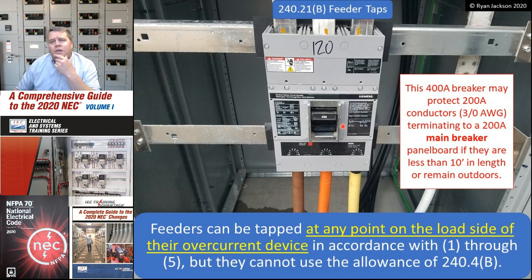But I'm only supplying a 200 amp load and a 200 amp panel. Could I come right off of the lugs of this 400 amp breaker and start my tap immediately with 3/0 copper conductors? The answer is yes. I could come out of here with 3/0 going right from a 400 amp breaker as long as they meet the tap rules. So maybe they remain outdoors and they supply a 200 amp main breaker panel. As we're going to find out in a minute, that would be perfectly legal. So tap conductors can start immediately at the overcurrent device, and that's always been an allowance.